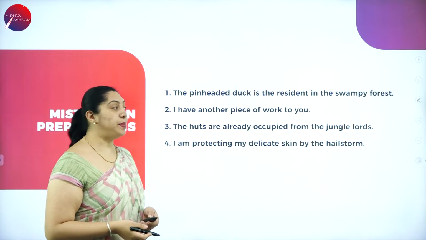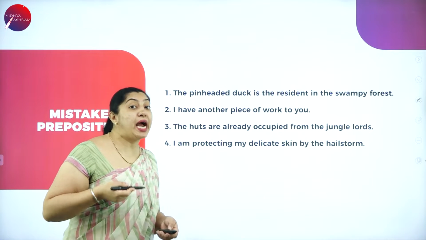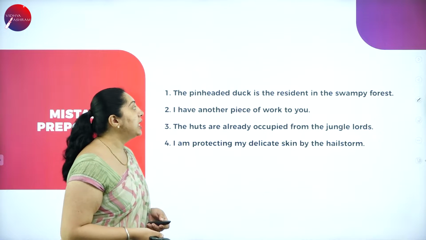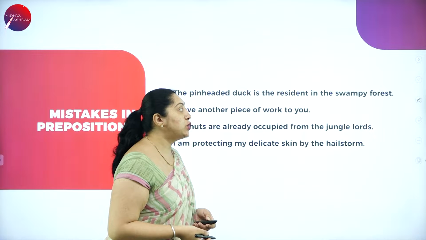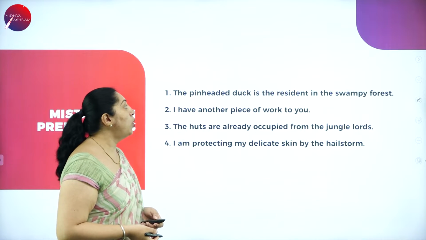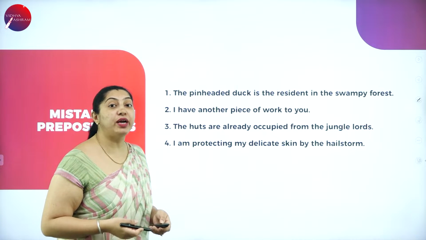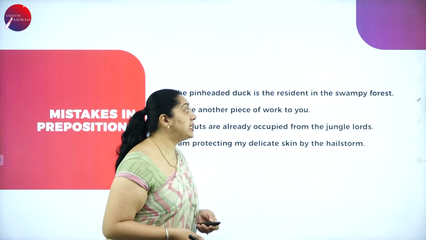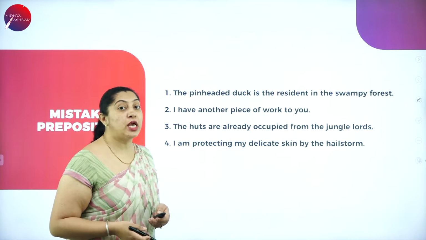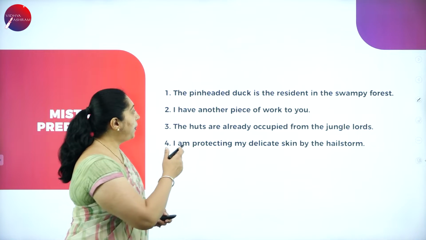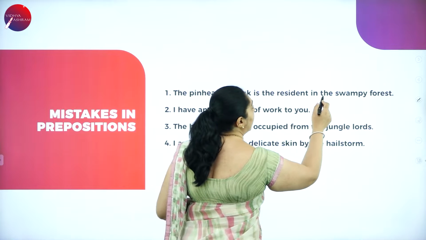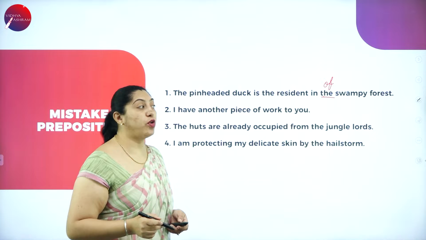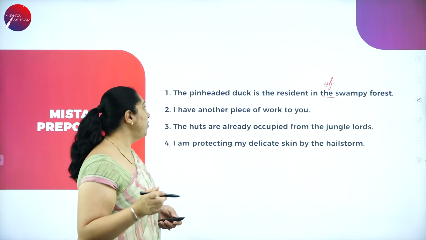There are a few examples here. Let's see the examples, identify the error and rewrite it. The pin-headed duck is the resident in the swampy forest. So let's identify the error here. The pin-headed duck is the resident in the swampy forest. So what is the error here? The pin-headed duck is the resident of the swampy forest. It is not in, it is of.